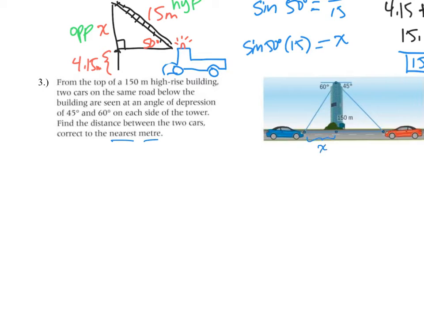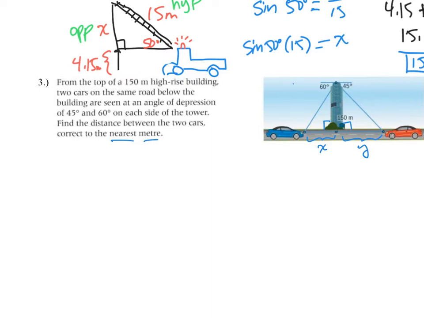So let's find this distance. We're going to call it x, and this other distance we'll call y, and we'll add those together. Remember, we're going to assume that this tower is perpendicular to the ground. So now we're working with 2 right triangles, and when you use trigonometry, you have to use angles that are inside of the triangle.